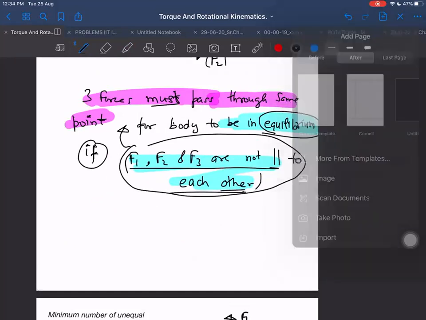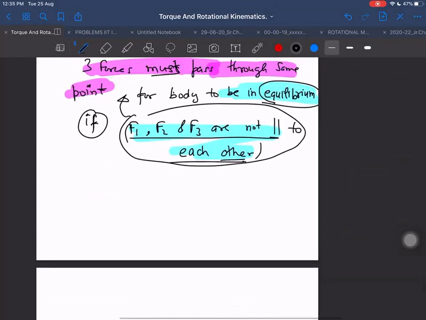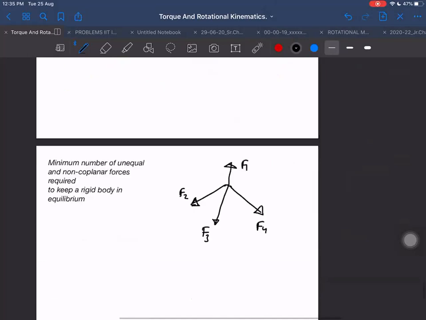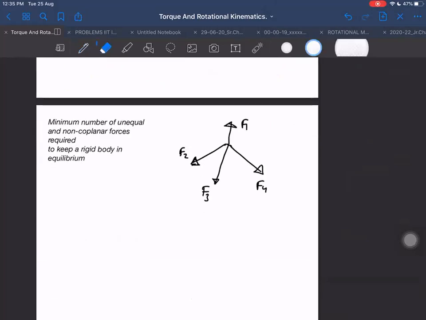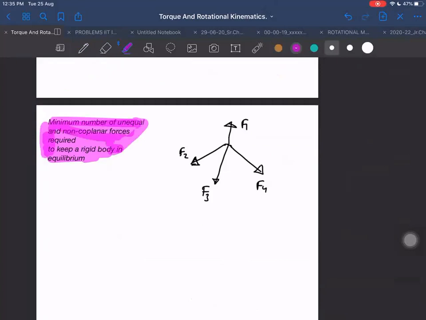Next, one more thing I should add now. About four forces, I think I can tell about some four forces also. Here it is already mentioned, written already by me: the minimum number of non-coplanar forces required to keep a body in equilibrium. If these are not coplanar also, and I want to make the body in equilibrium, non-coplanar, and I think I should again mention not parallel.